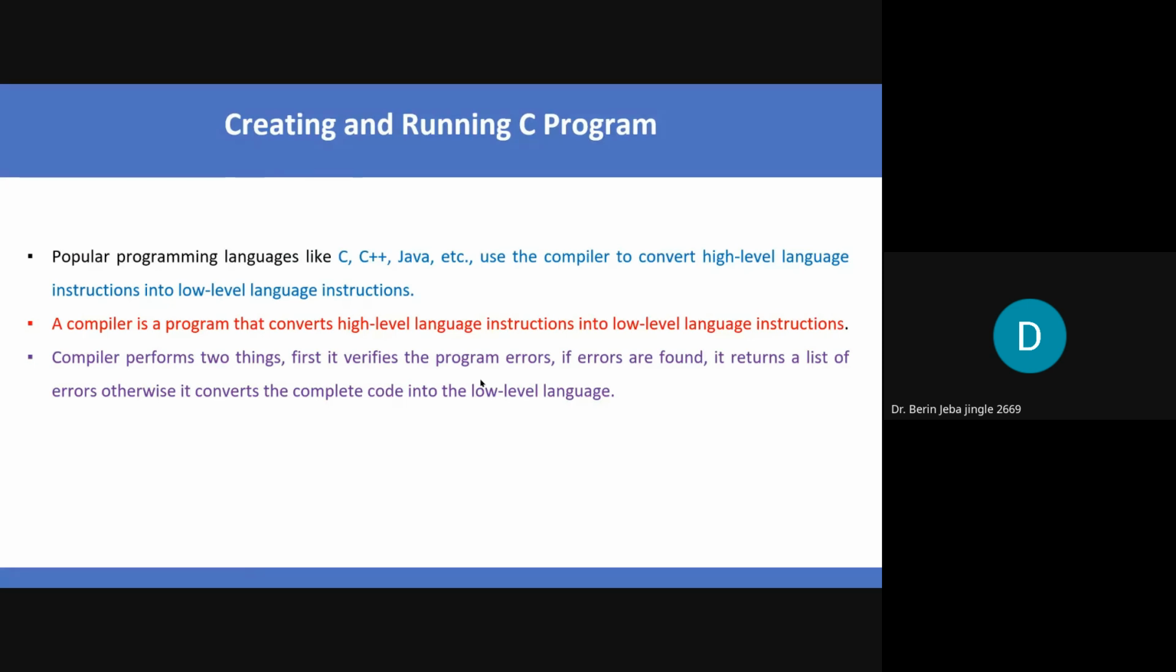So what are the two functions of a compiler? First of all, it verifies whether a program has errors or not. If the program has errors, it lists them out to the user. Once the errors are corrected and the code is completely correct, it will translate the code into low level language.